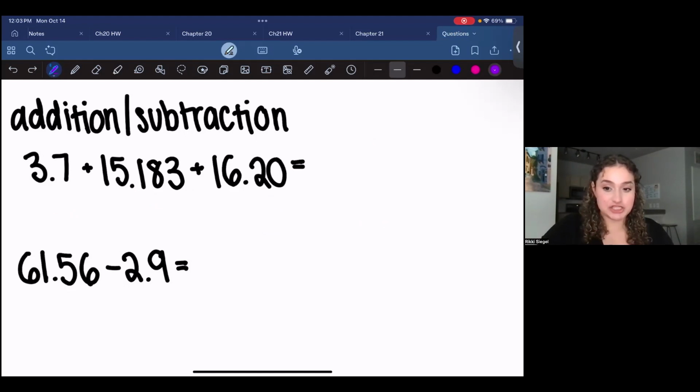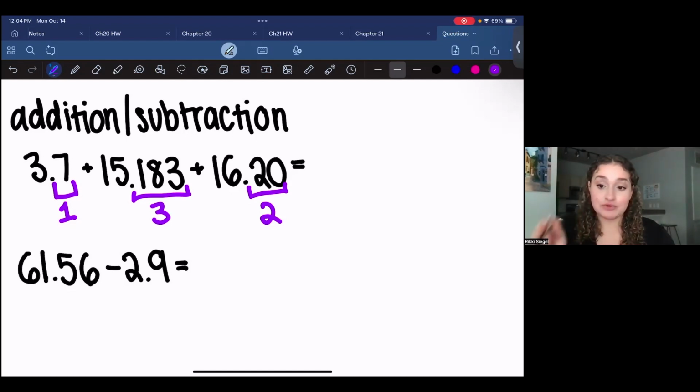With addition and subtraction, we don't really care about the number of significant figures. We more so care about the digits after our decimal point. In this first number, we only have 1 number after the decimal point. Our next one has 3, and our final one has 2. So whatever my answer is, it can only have one digit after the decimal point.